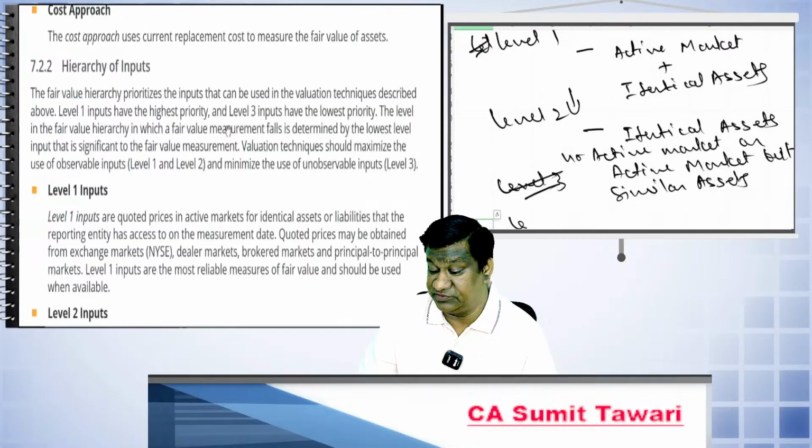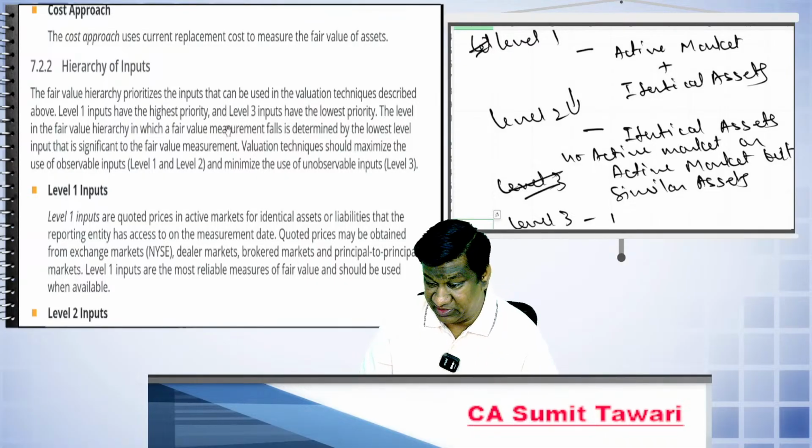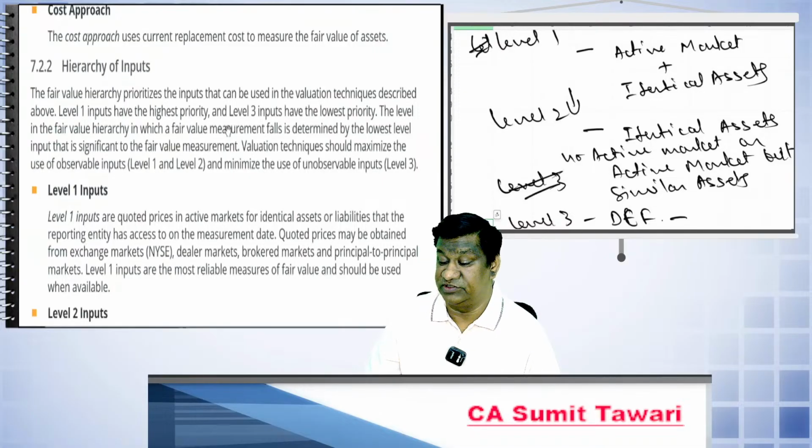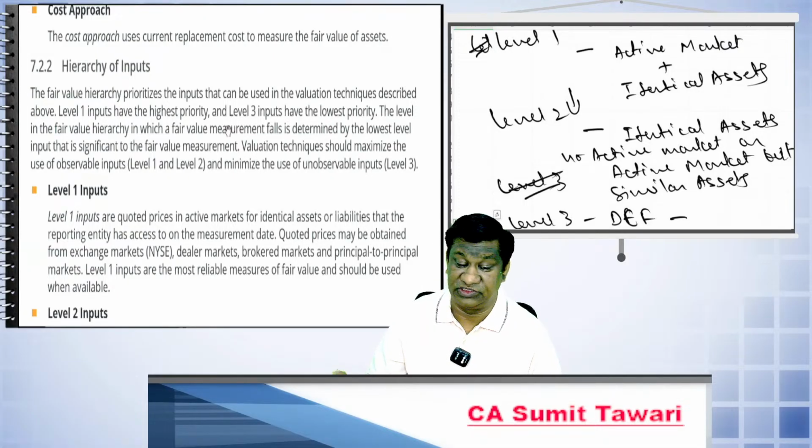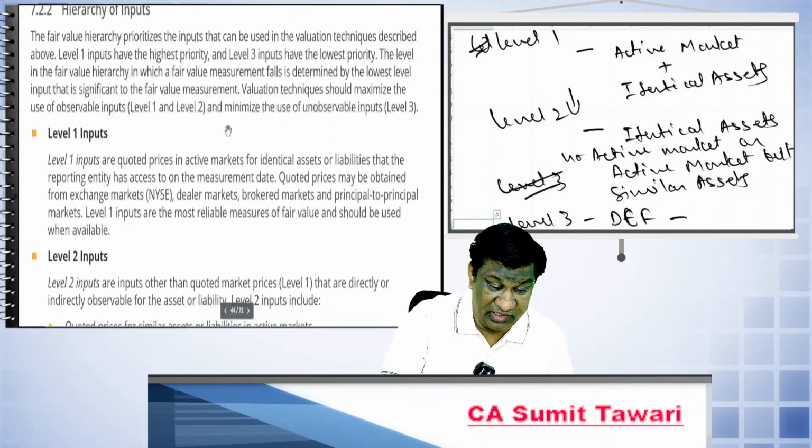And level 3 is basically where we do not have any information, then we need to use maybe the discounted cash flow method. So we are not going to work on any information, we are calculating the value of the asset on the basis of usage. That is basically level 3.